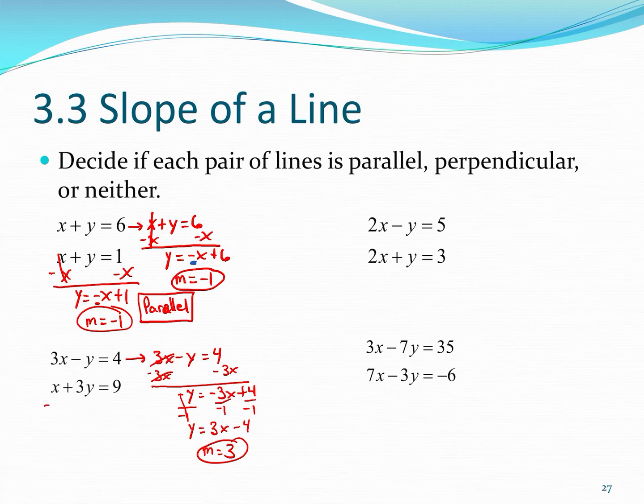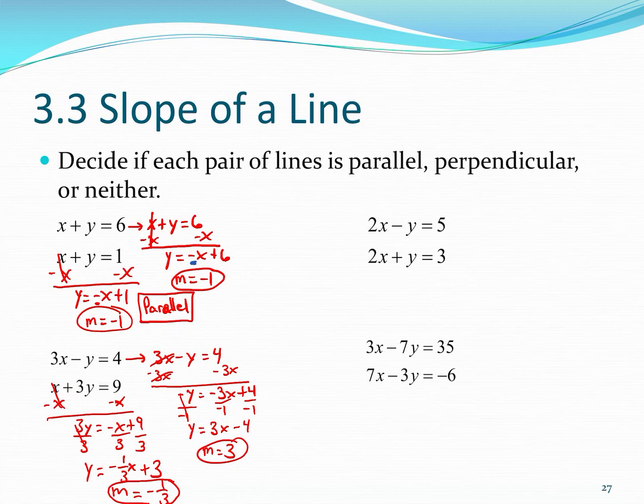Take the other equation. Again, solve for y. And so we're going to subtract x. And we're going to get 3y is equal to negative x plus 9. And we'll divide by 3. We find out that y is equal to negative 1/3 x. And it's 1/3 because it's understood negative 1 in front of the x. And so it's negative 1 divided by 3. And then 9 divided by 3 is just 3. And so the slope of that line is negative 1/3.